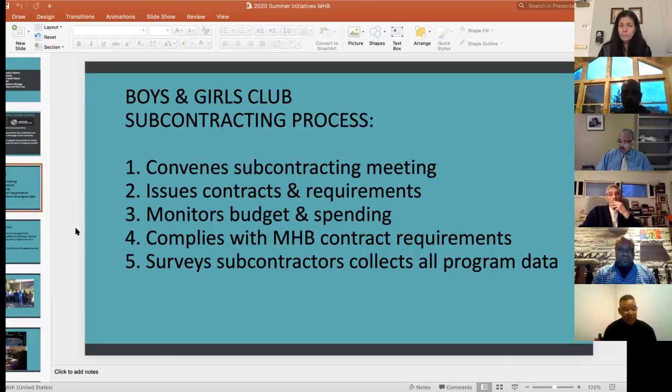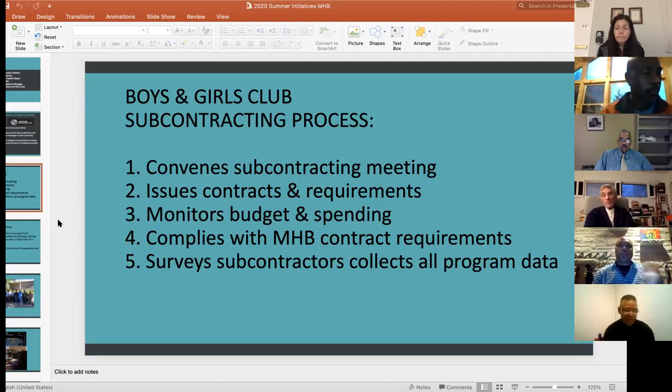As far as the getting started and the role of the administrative agent role that the club plays, we did convene the subcontractors. Generally, we're able to bring everyone together, but this year that was done much more on an individual basis. Tracy spends a lot of time, in particular, through the community coalition representation, really talking with and sourcing the partners who present their proposals.